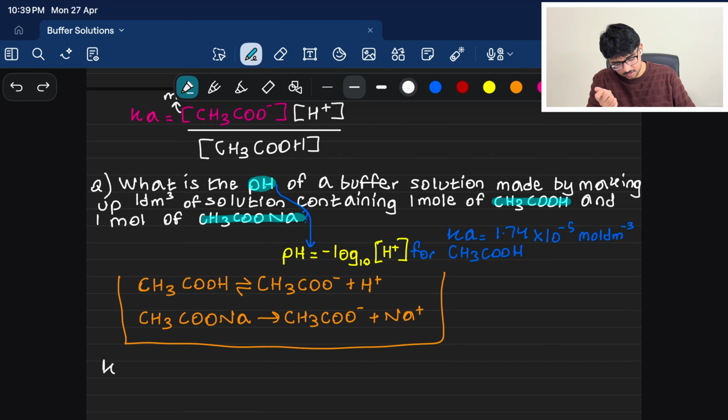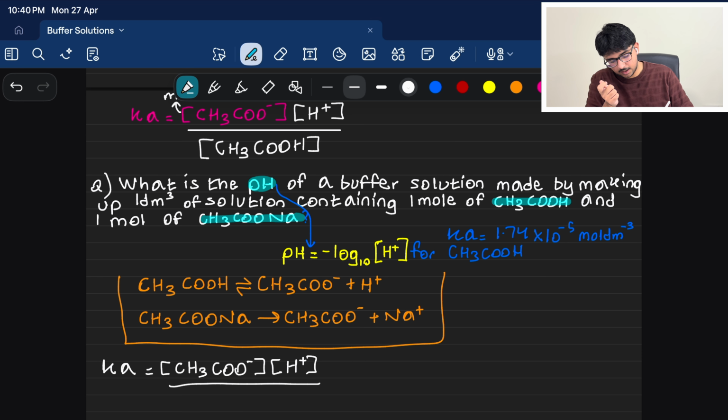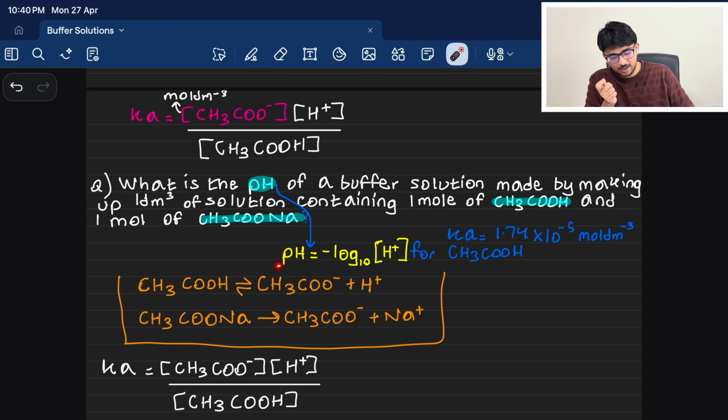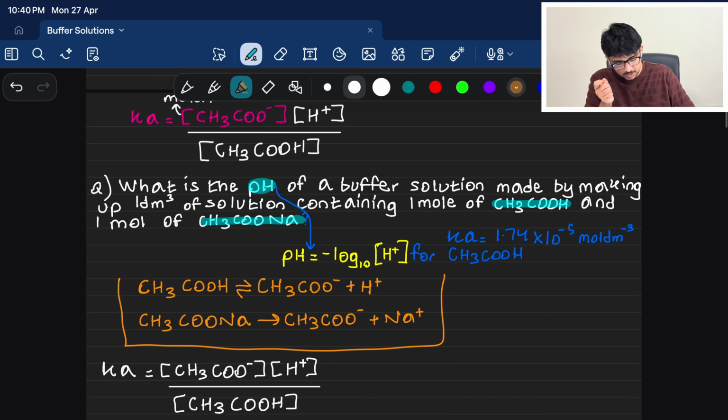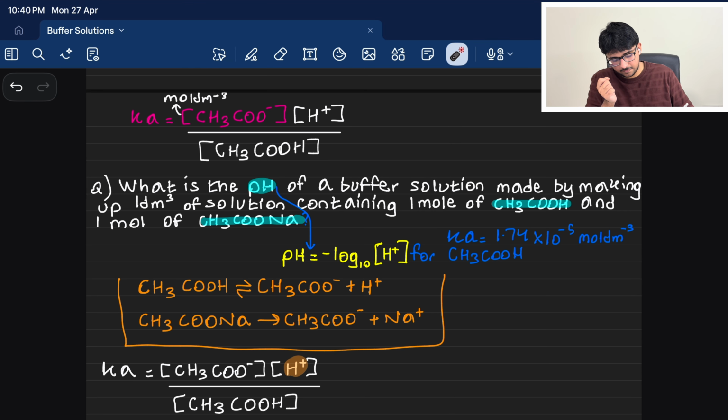So, write the equation for Ka using the equation for the weak acid. So this is going to be CH3COO minus multiplied by H plus divided by the concentration of the acid, which is CH3COOH. Now, to find pH, you need the concentration of H plus ions, meaning you need this value right here. Now, you have this, you need to find this and this to get this, right? Then it becomes a simple algebra equation with one unknown variable.